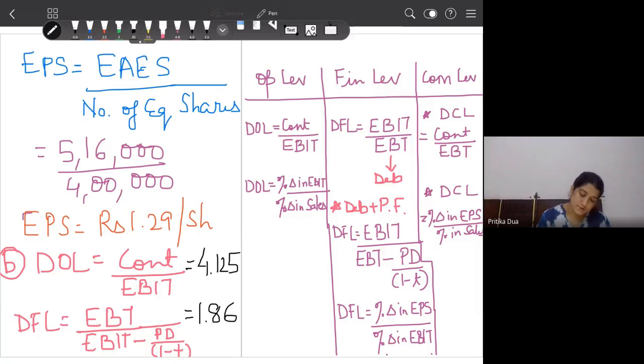Highlight. This is EBIT upon EBT, which is profit before tax, minus preference dividend, divided by 1 minus tax. PD upon 1 minus T, we have taken this term because preference dividend is not tax deductible. Okay, so you are taking the amount of preference dividend after tax, that is adjusted in the formula.